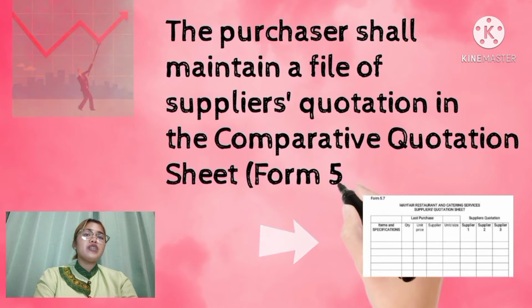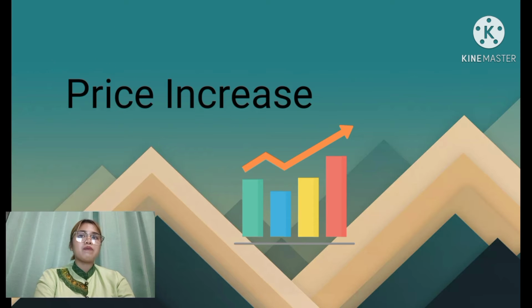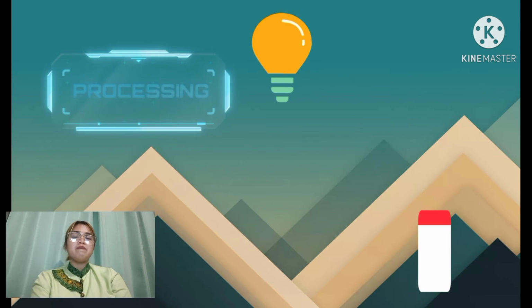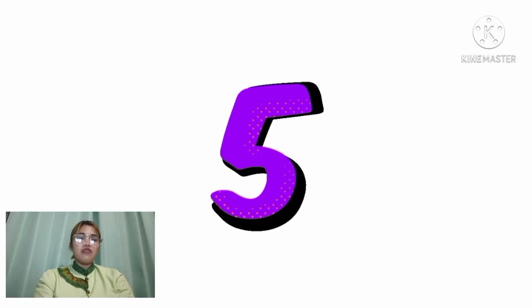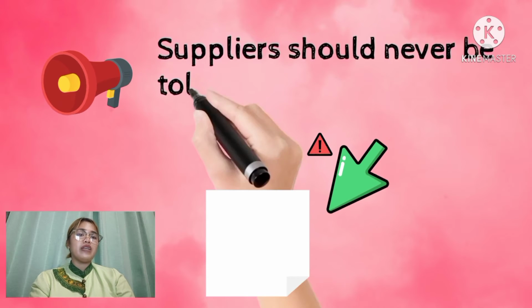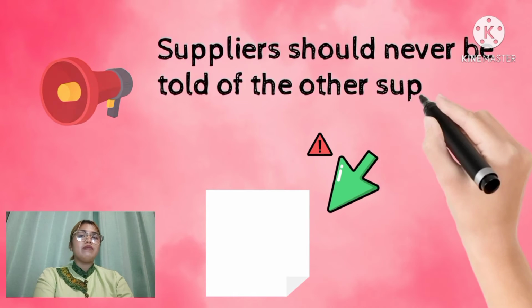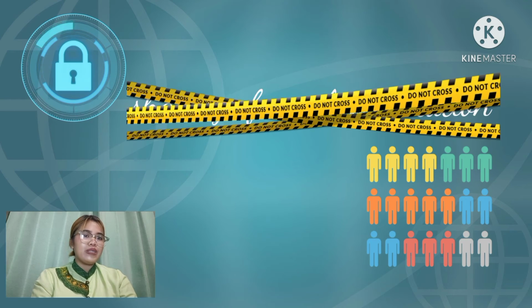And if there is a price increase in a supplier's quotation, it must be communicated to the purchaser immediately. Otherwise, the original quotation shall be applied in the bidding. Number 5, suppliers should never be told of the other suppliers' quotations. Hindi din po sabihin ng mga suppliers yung mga quotation po ng mga iba pang suppliers.